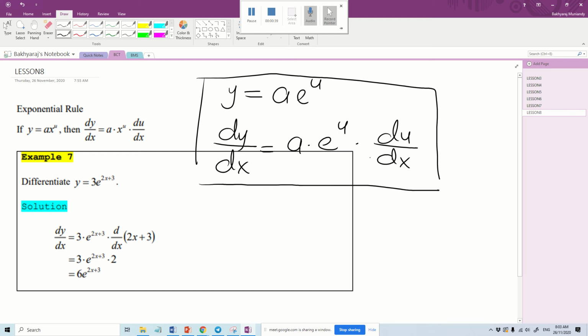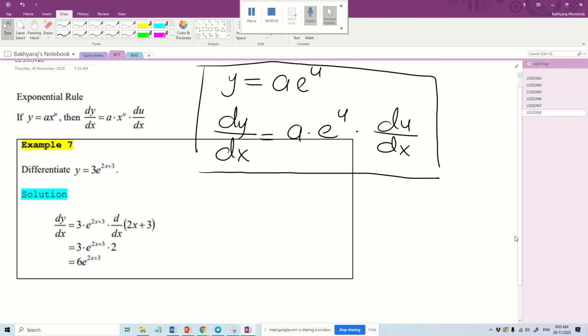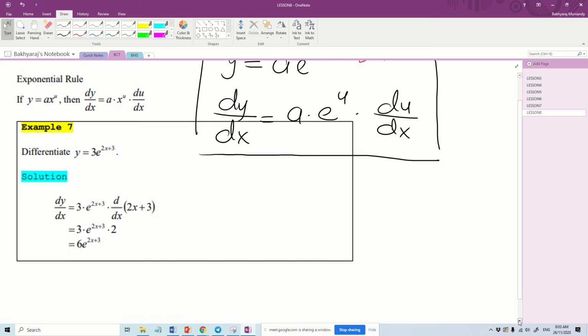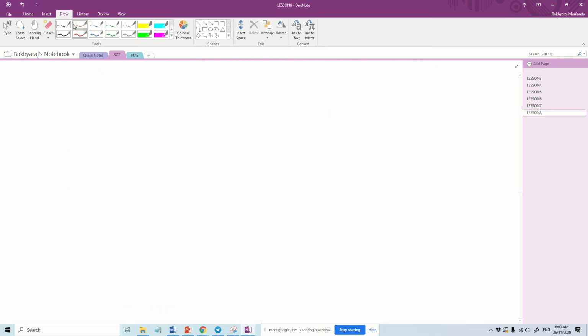First, let me show you an example. I hope you copy the first formula: y equals a exponent u, and then dy/dx is a dot e^u dot du/dx. If you have copied it, we go straight to example 1.